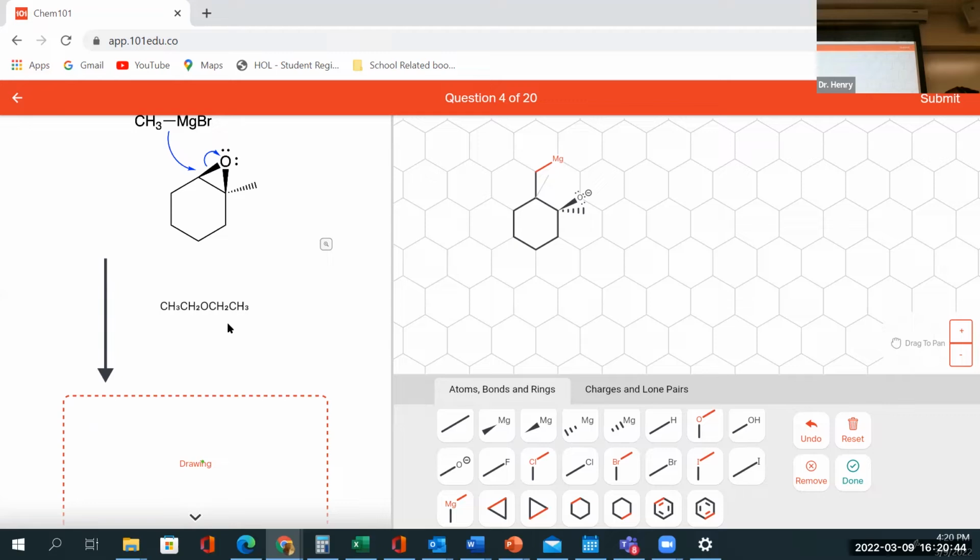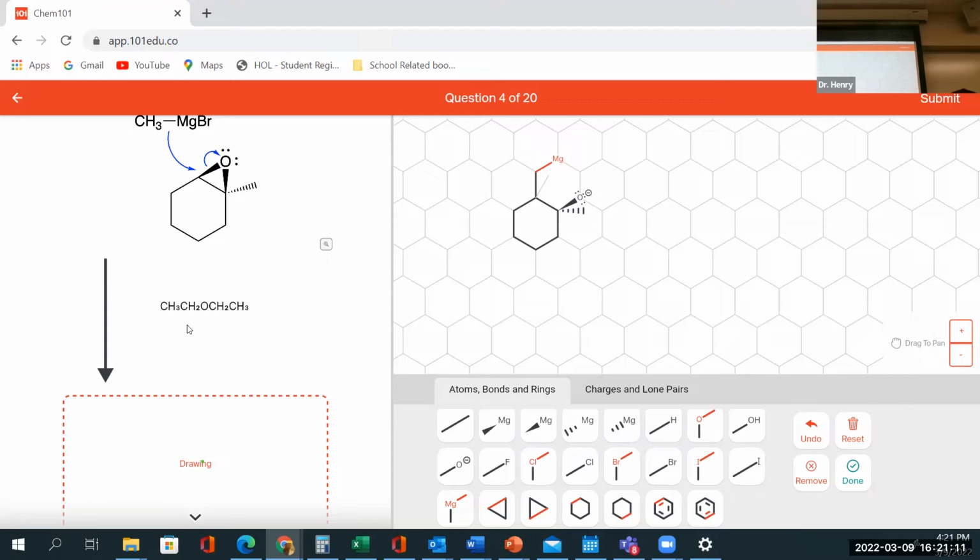Yes, we are supposed to be looking at the ether, but what's going to happen to our structure? So you're saying that the ether is also going to be adding carbons. Is that what you're telling me? And where are they going to be adding carbons? To the oxygen?